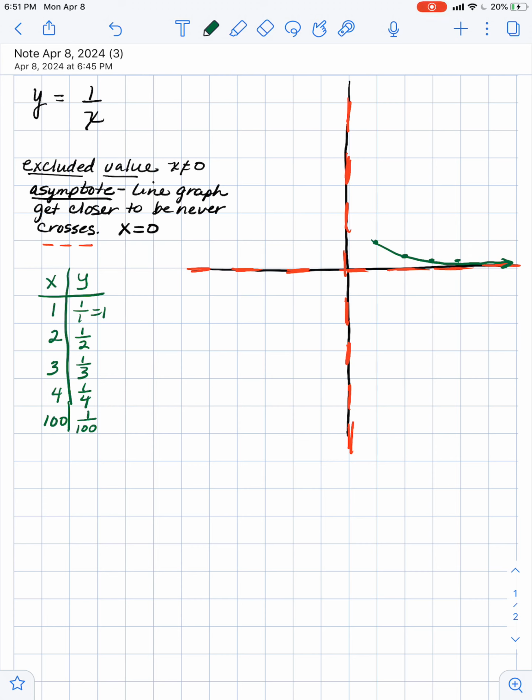We did say it's going to get close to that and not cross. We could put in some points. So again, I could put in 1/2. Well, 1 over 1/2, if I multiply by the reciprocal, that is actually just 2. So at 1/2, I'm up here at 2. Okay, so you do see how that's coming.